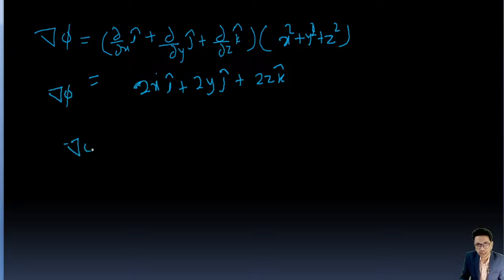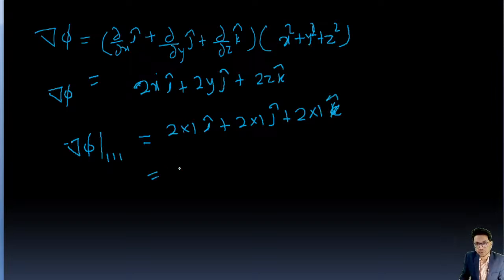Now we'll find the gradient of phi at point 1, 1, 1, right? So we'll put the values of x, y, z here. It is going to be 2 into 1 i cap plus 2 into 1 j cap plus 2 into 1 k cap. So it is 2 i cap plus 2 j cap plus 2 k cap. This is the gradient of phi at this point.